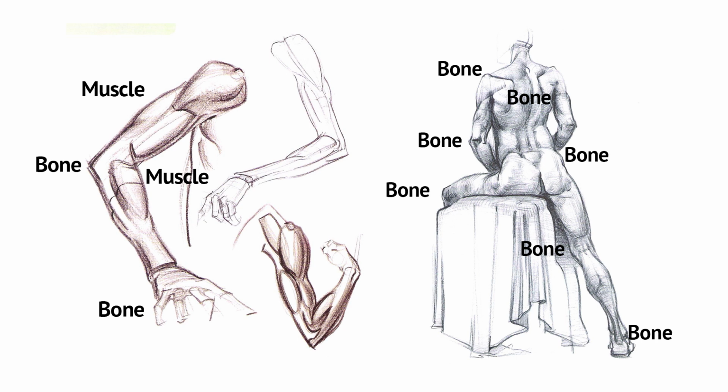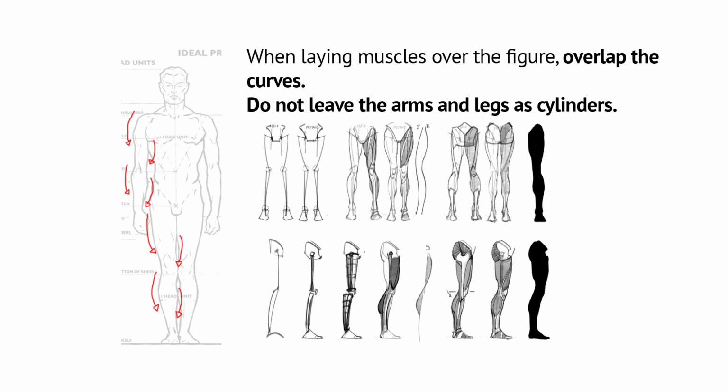Next, I will demonstrate how to apply these muscular forms on top of the deconstructed human figure that we did earlier. Before I move on to the demo, I just want to point out one last thing. When laying muscles over the figure, always overlap the curves. This is because that's how the muscles are layered on the human body as well.